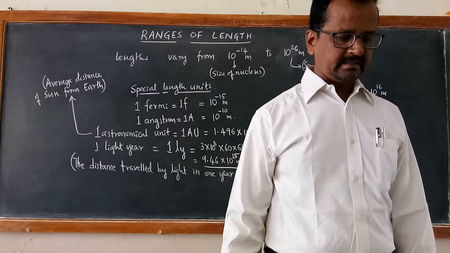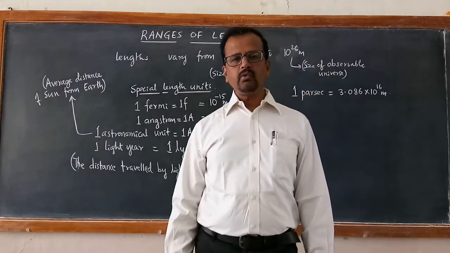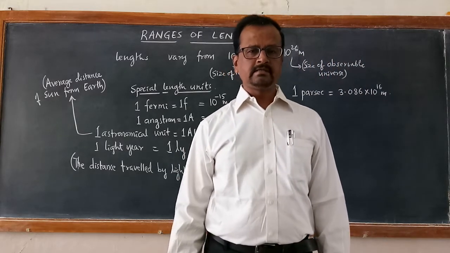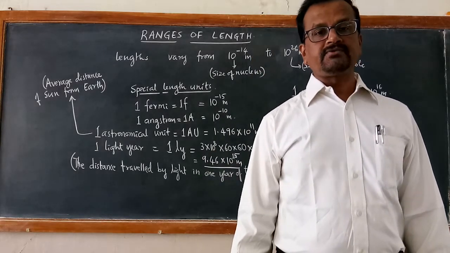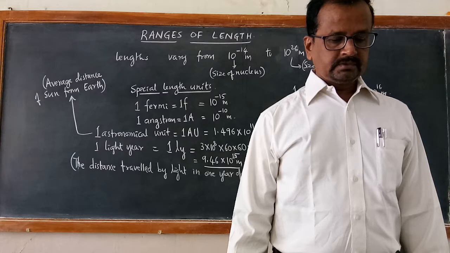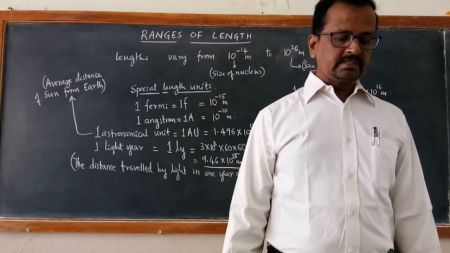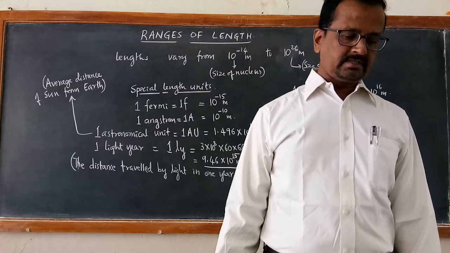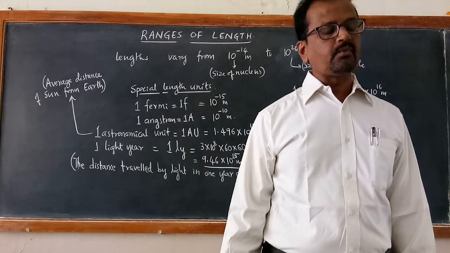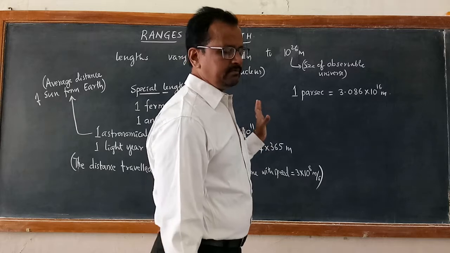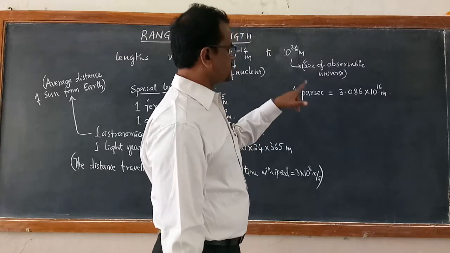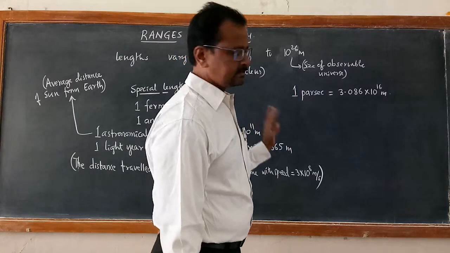What is 1 parsec? 1 parsec is the distance at which the average radius of Earth's orbit subtends an angle of 1 arc second. So first I will write the definition. Using the definition, we will understand what is the meaning of 1 parsec.